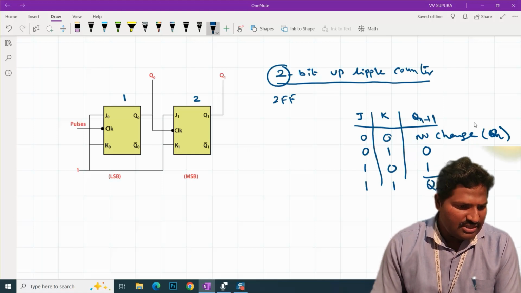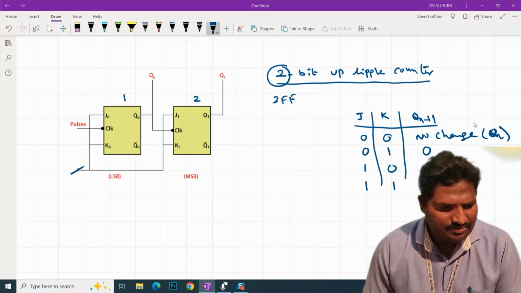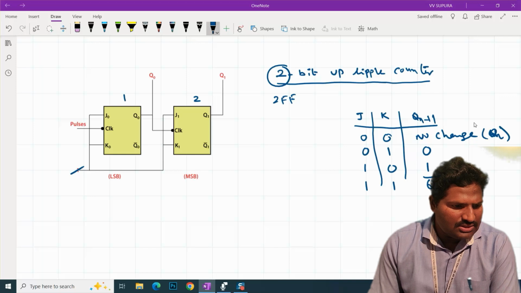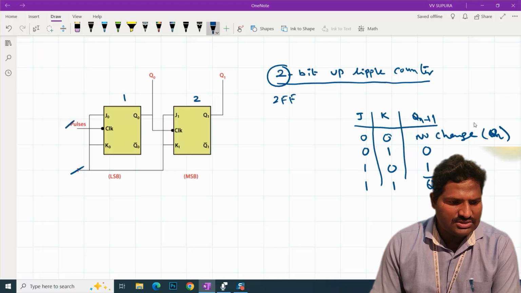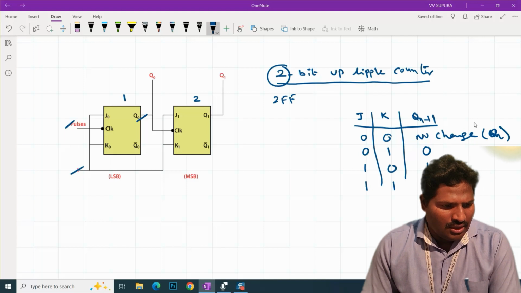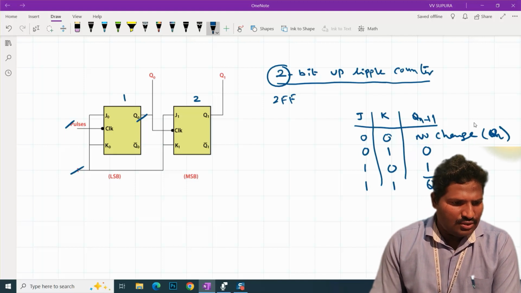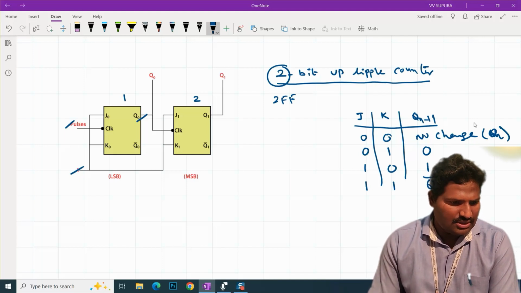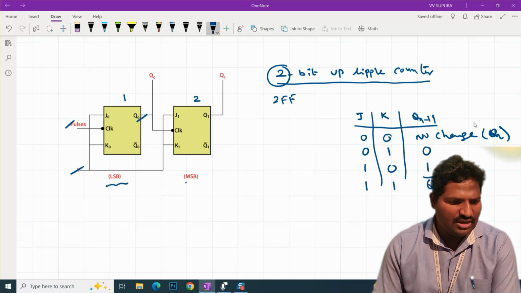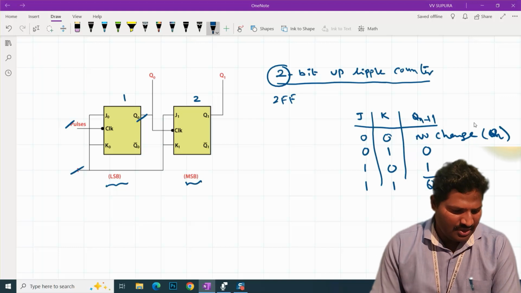Now J and K are initialized with 1, that means it's a toggle mode. The first flip-flop is given the clock pulses, and the second flip-flop's clock pulse is connected to the output of the first flip-flop. So here, two flip-flops for a 2-bit counter, and the first flip-flop I take as the LSB, and the last one is taken as the MSB.